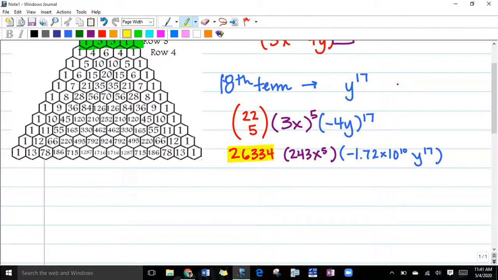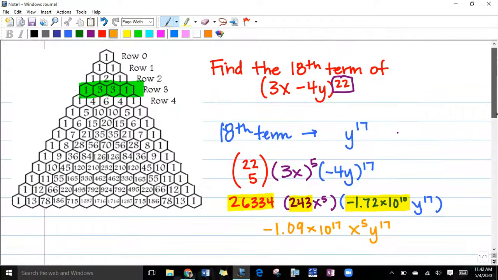So I'm going to take my 26,334 times 243 times negative 1.72 times 10 to the 10th. So I'll type those in my calculator. And of course, I'm seeing a number in scientific notation. It's huge, and it is about negative 1.09 times 10 to the 17th. So this is the final coefficient for that term. And then I can write my x to the 5th and y to the 17th.